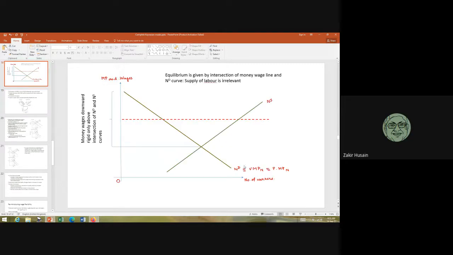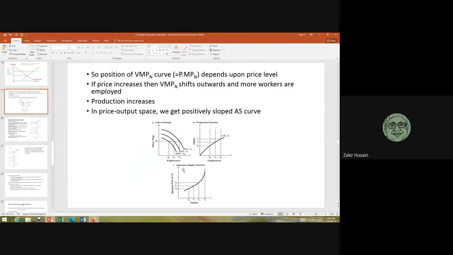So what happens is, remember this is VMP, price into MP. If the price increases, the MP curve will shift outwards, as we see over here. Firms will employ more labor. Output is going to go up. So corresponding to P0, I have N0 and Y0. Corresponding to a higher price, I've got higher employment, higher output. The supply curve is upward sloping.